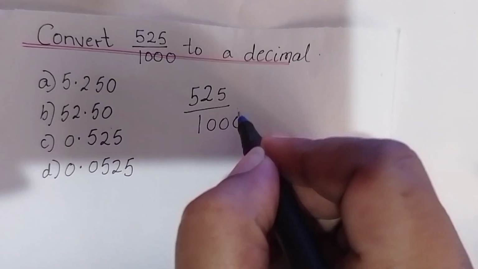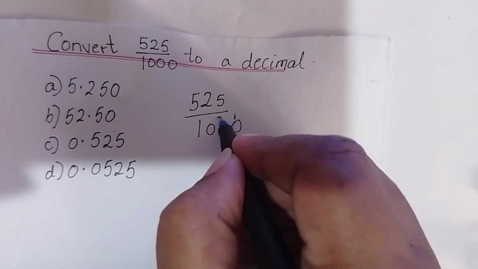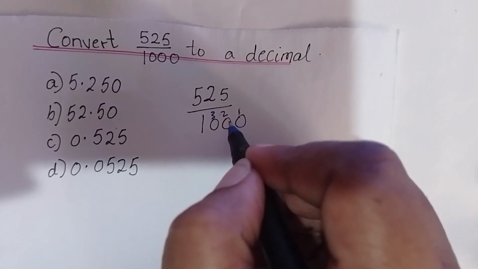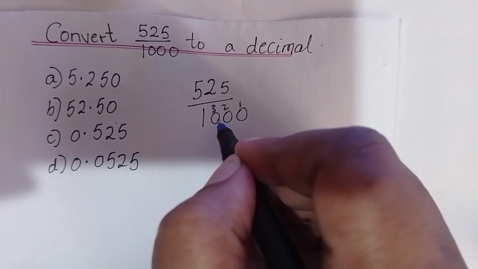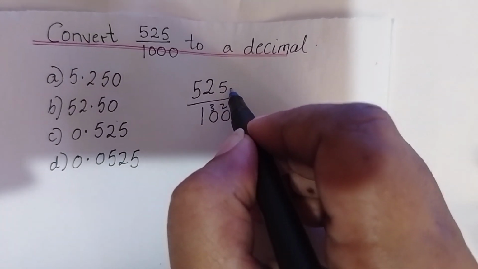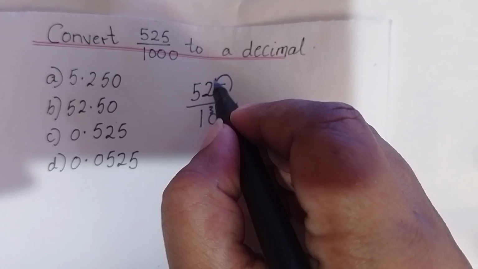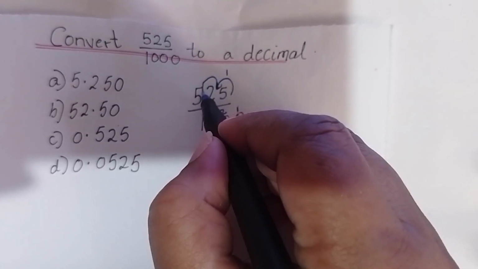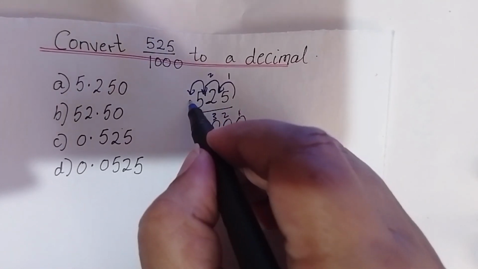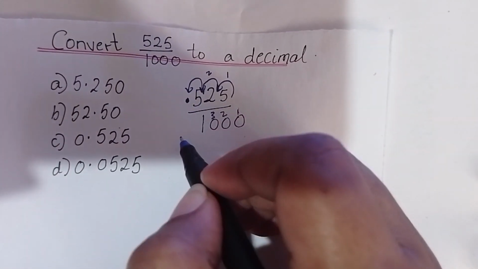1, 0, 2, 0, and the third 0 is here. So we have 3 decimal places. So we'll move from here 3 places: 1, 2, 3. So the decimal will be here.